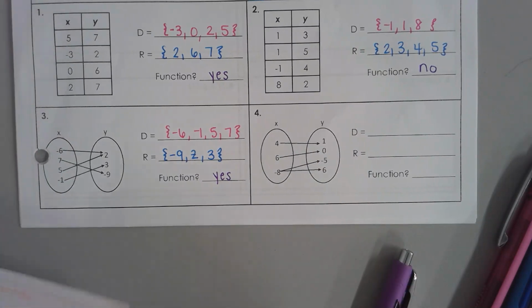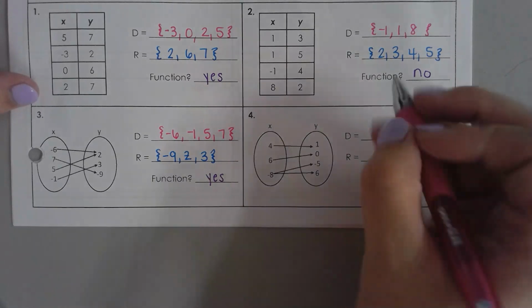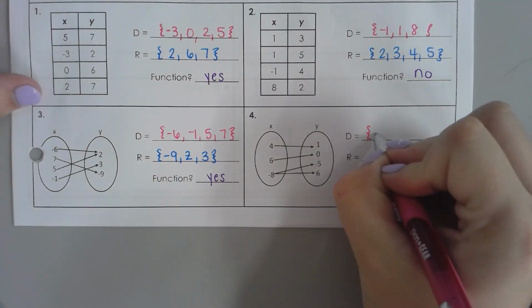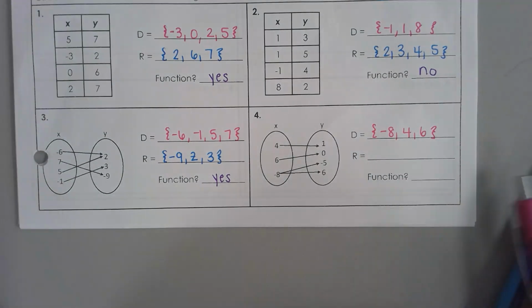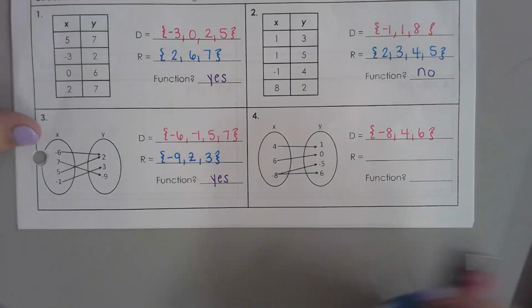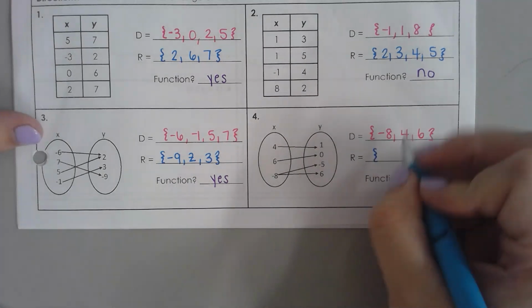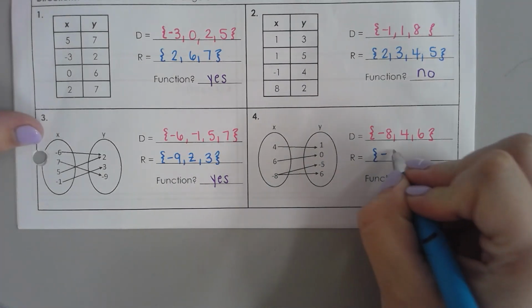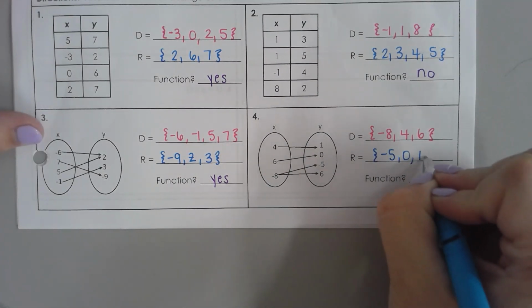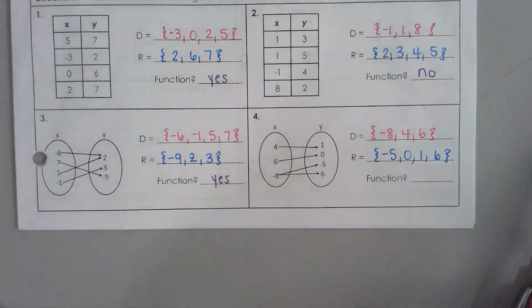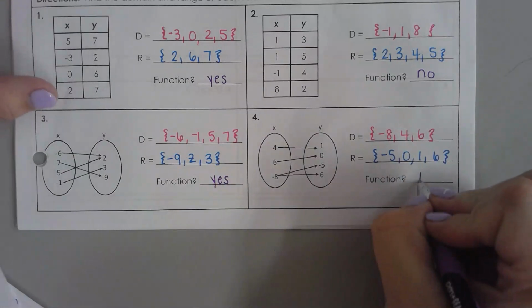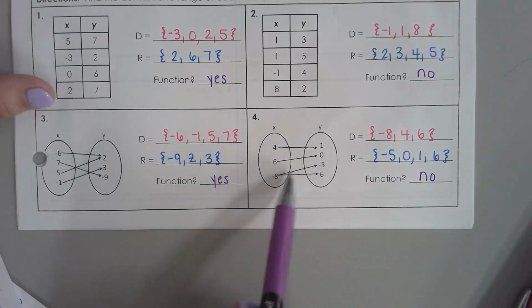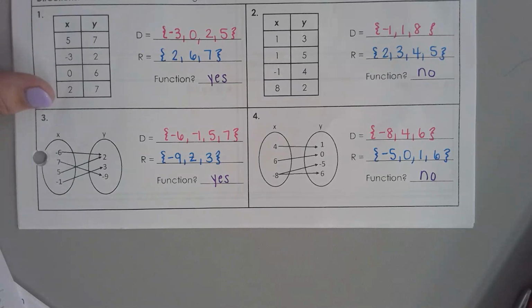All right, last one. What is the domain, Keelan? -8, 4, 6. Good. What is the range, Zach? -5, 0, 1, 2. Good job. And last one, is it a function, Ella? No, it is not, because that -8 has 2 arrows coming from it.